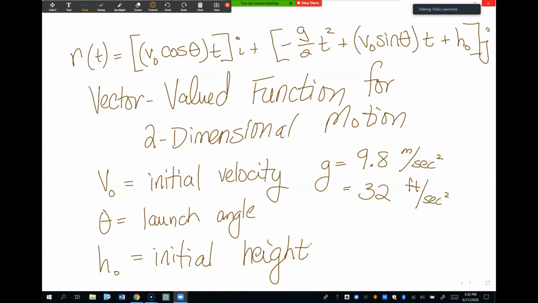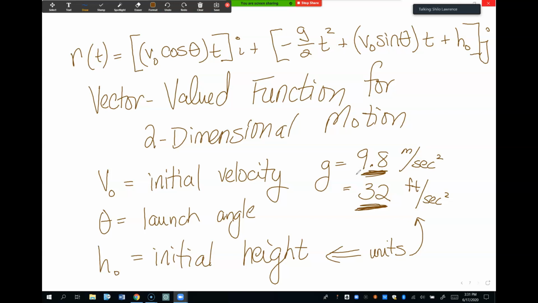So as long as we're given initial height, initial velocity, and launch angle, we can look at the units being used to help us decide which g value to use. If your initial height is given in feet, then you're going to have to use 32. If your initial height is given in meters, then you're going to want to use 9.8. That way the units on all of your values match.